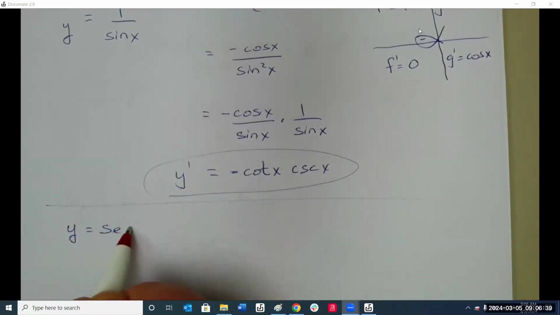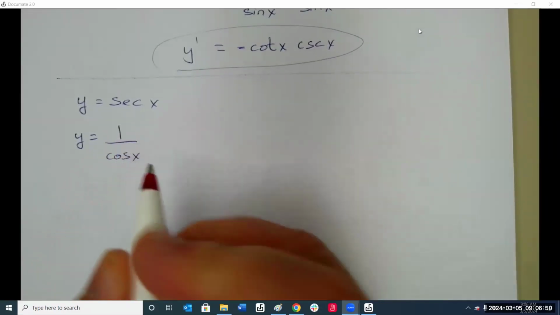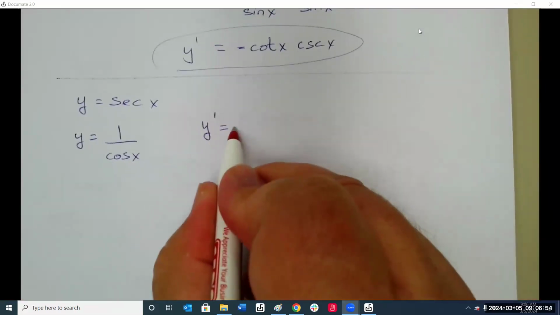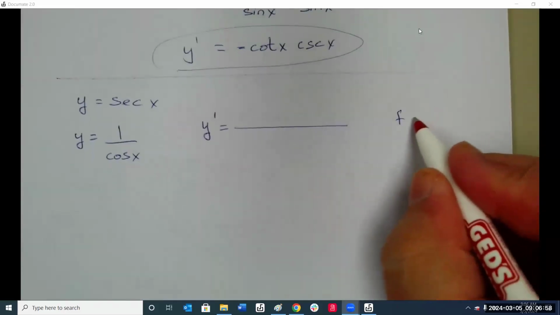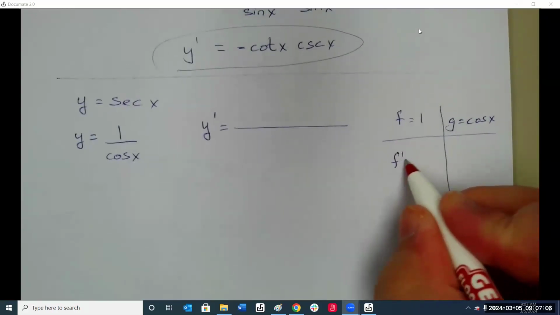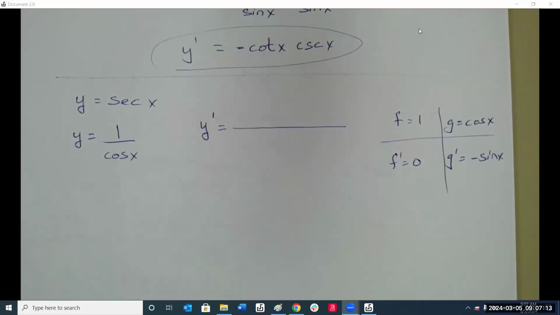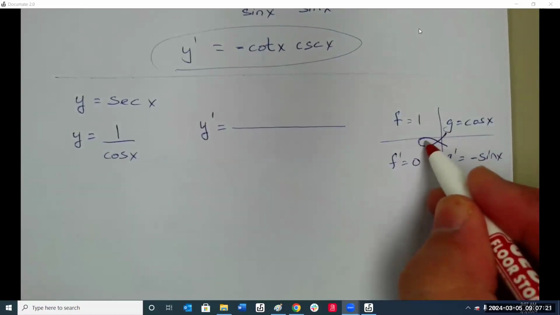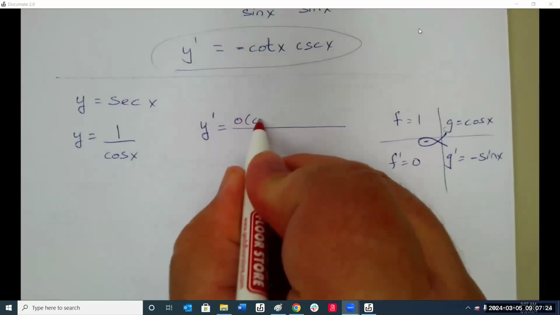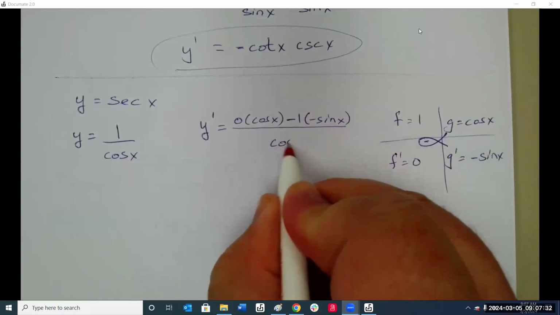And the last one is going to be similar, the secant function, which is 1 over cosine. The derivative of 1 is 0, the derivative of cosine is negative sine. Hopefully, the more you do this, when you see cosine and sine, you can just do those derivatives real quick. So 0 times cosine minus 1 times negative sine over cosine x squared.